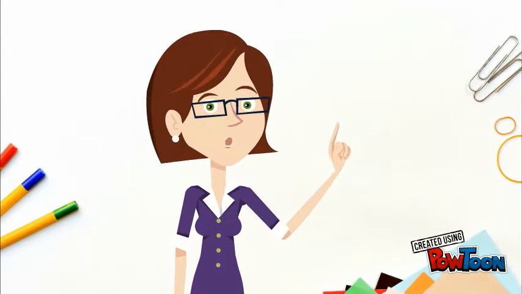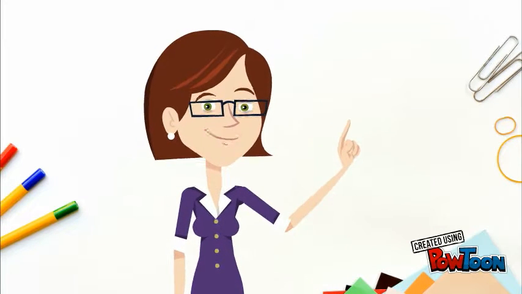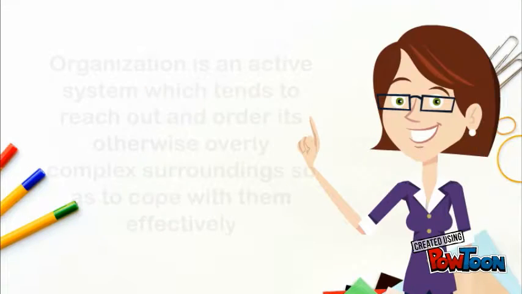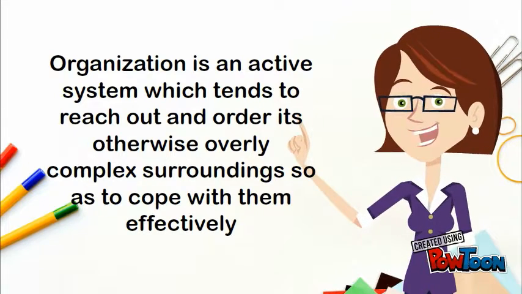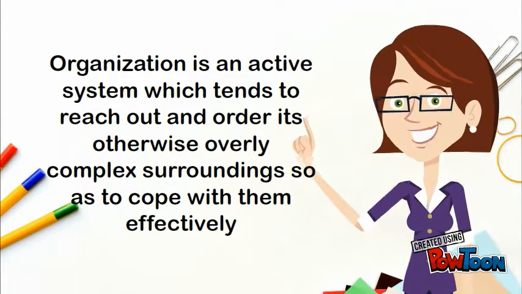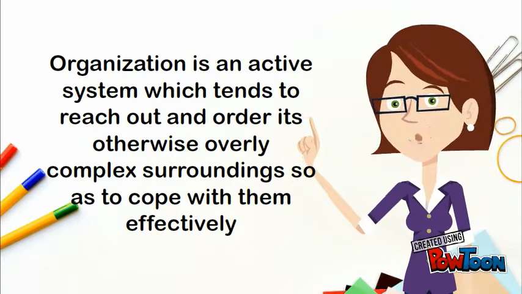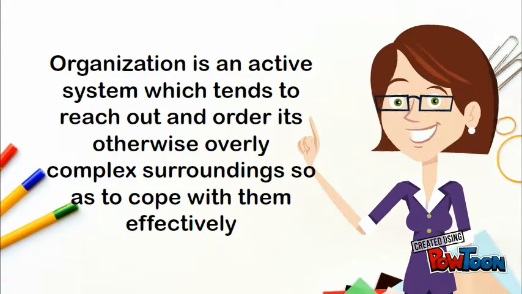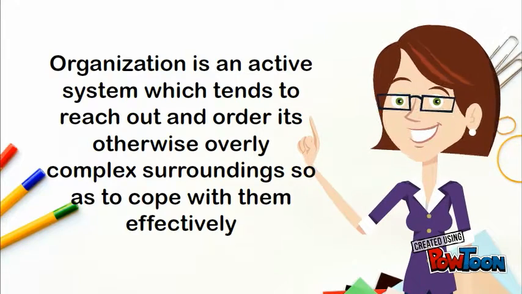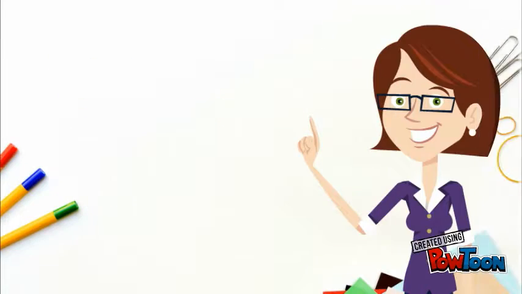Since the primary concern was with the internal functioning of organizations, it appeared that one useful way to conceive of the environment of an organization was to look at it from the organization outward. This approach is based on the assumption that an organization is an active system, which tends to reach out and order its otherwise overly complex surroundings so as to cope with them effectively. Then, as the organization becomes differentiated into basic subsystems, it segments its environment into related sectors.